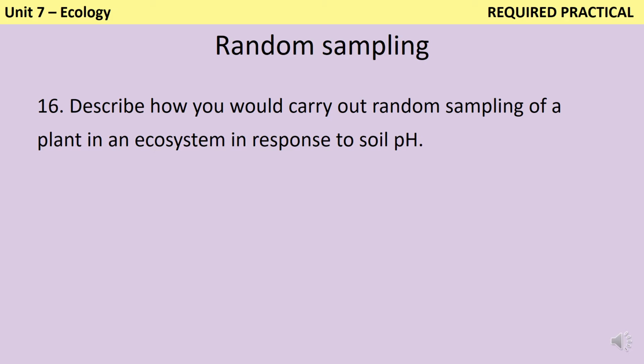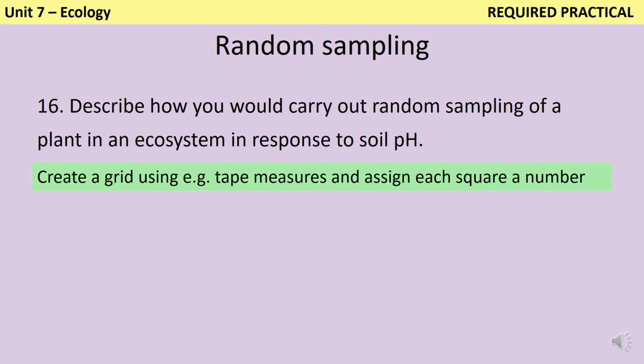So to have that randomly sampled data, our first step is to create a grid, and you would usually do this using tape measures, and then you're going to assign each square a number or some coordinates. Then you need to use some method of randomly generating your samples. So if you've numbered the squares individually, you could use a random number generator.